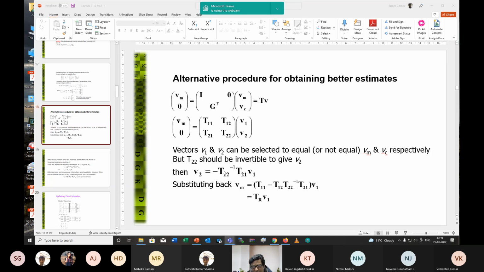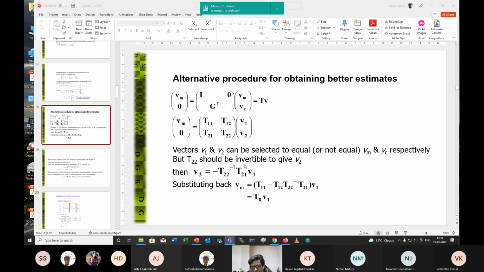Now, the rest is very easy, because if that is invertible, it also means that it is square. So in that case, what you have to do is just take this V2 that is here in terms of this V1 and substitute that into this equation. And what you'll find is that VM is equal to T11 V1 minus T12 times T22 inverse times T21. That component comes here, and this is called TR. And so that is how you get VM is equal to TR times V1. And so now the measured and the ones that you want to calculate are given.